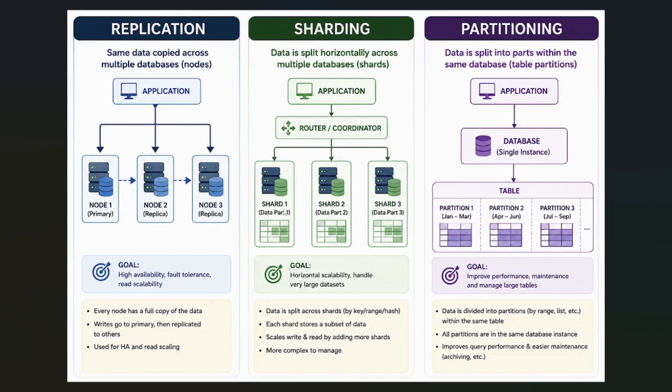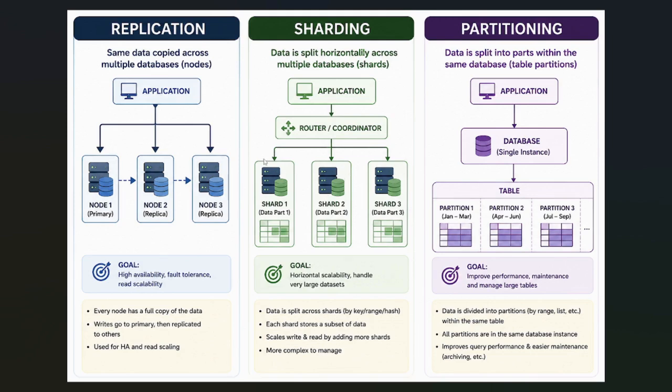When I say different kind of data, basically different set of rows. So say shard one will have data for Jan to March. Shard two will have data for April to June. Shard three will have data for July to September. Something like that. Or it could be based on any key or hash value that you provide. Every shard contains a subset of data.